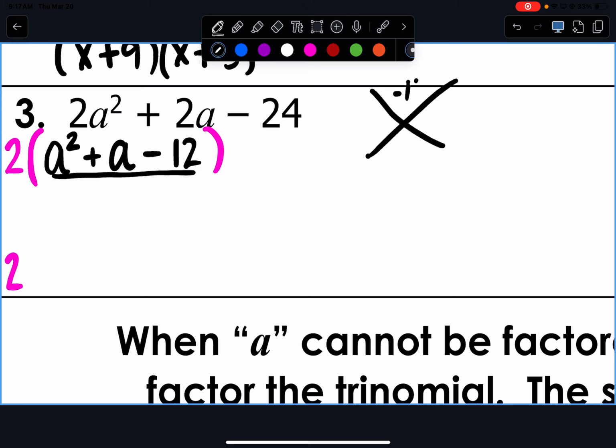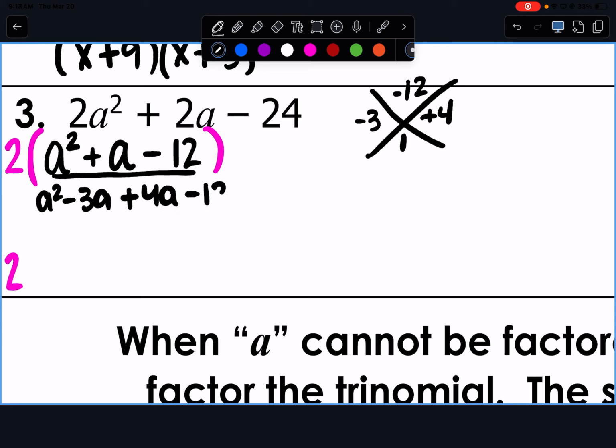Negative 20. Okay, then what is our B? 1. What are the factors that do that? 4, 3. Which combination do I need to use? You need to use a negative and a positive. Which one needs to be negative and which one needs to be positive? So negative 3, positive 4. So we have A squared minus 3A plus 4A minus 12.